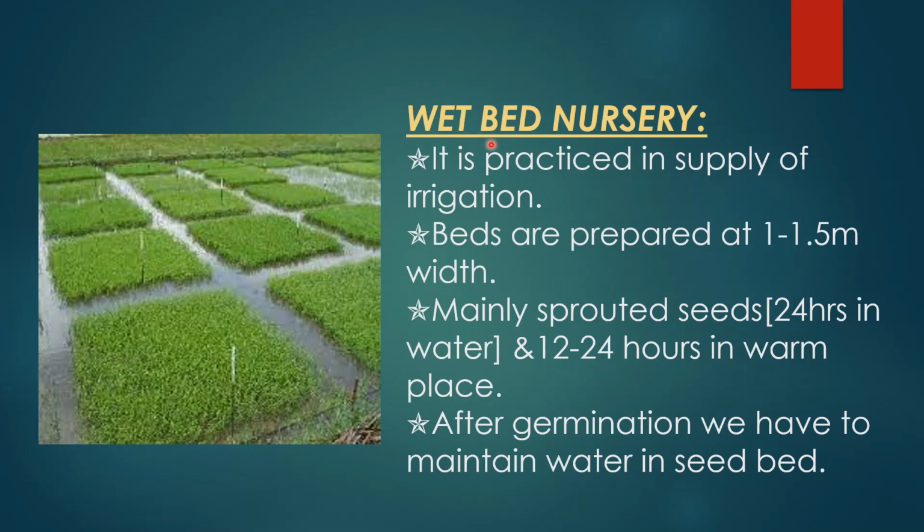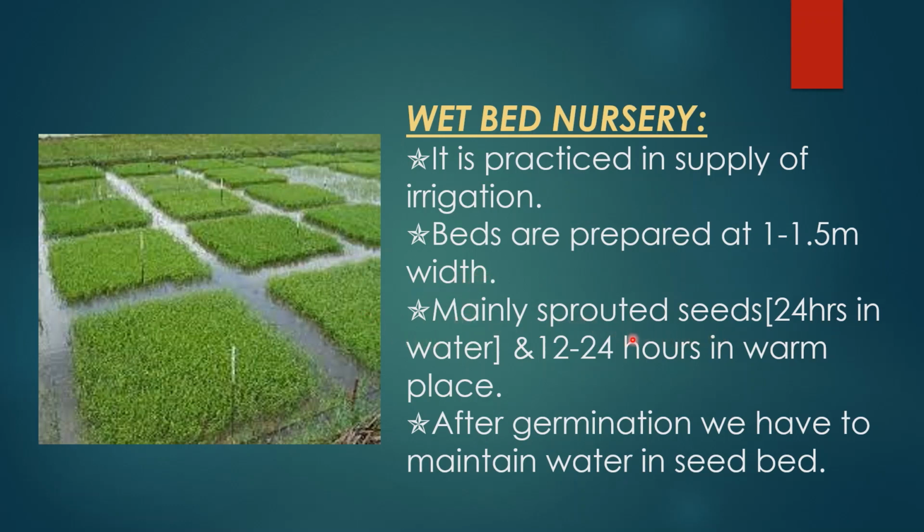We see the wet bed nursery. It is practiced where irrigation facilities are more. In this place we prepare the wet bed nursery. Firstly, we have to till the seed bed, 2 to 3 tillages, and we have to prepare the bed 1 to 1.5 meters in width, and mainly we have to take sprouted seeds.